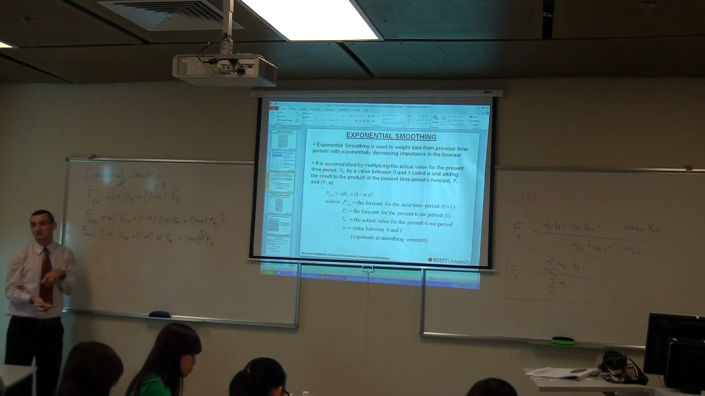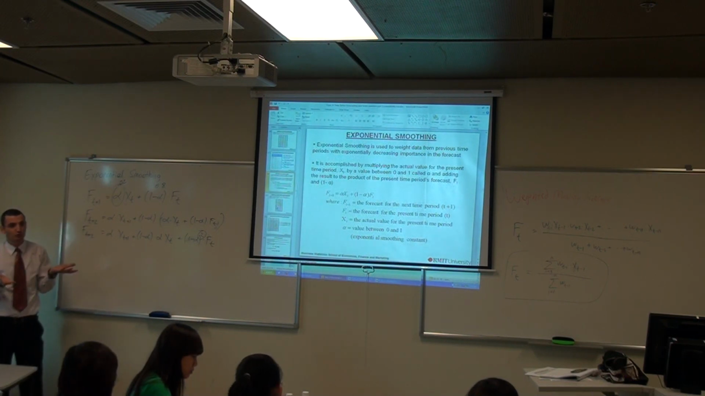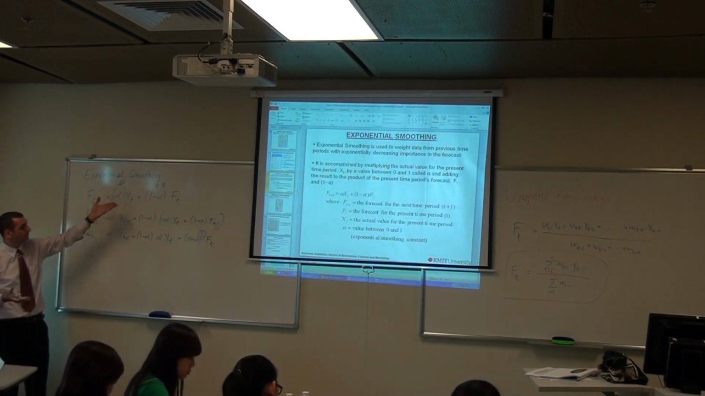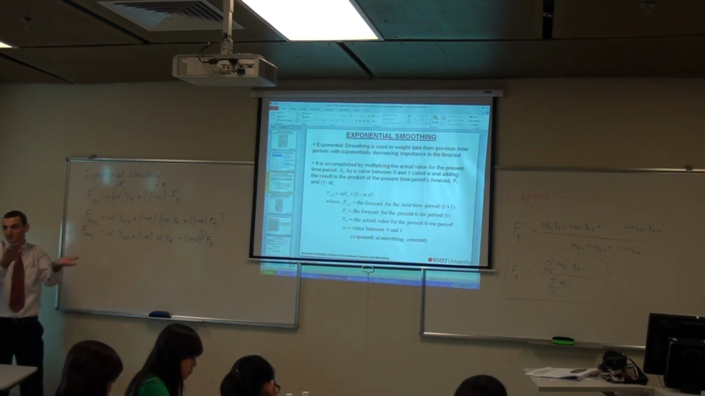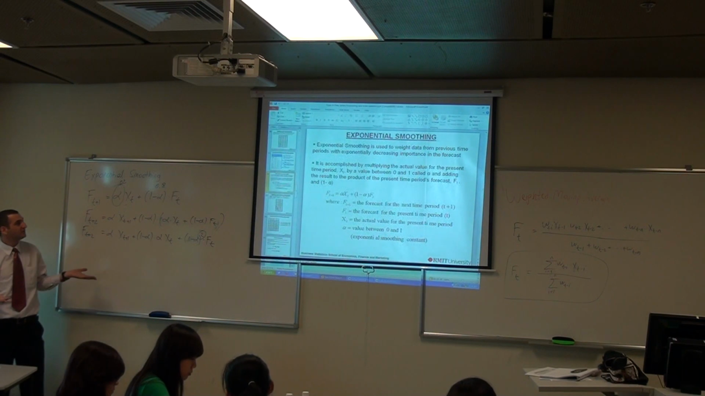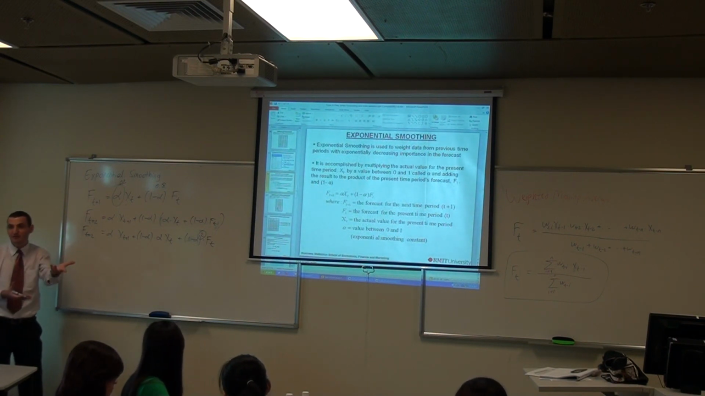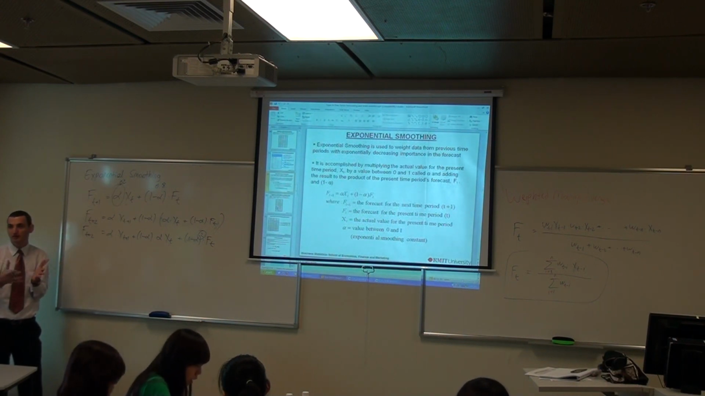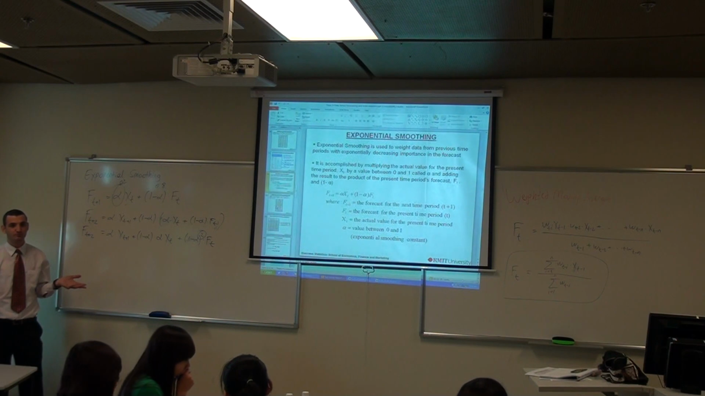Whichever works better, there is no rule. It's all based on your errors. You try both of them, you check the results. Which one gives less error, less MAD, less MSE? Whichever works better, use that one. There is no certain rule for alpha. It's all up to you.